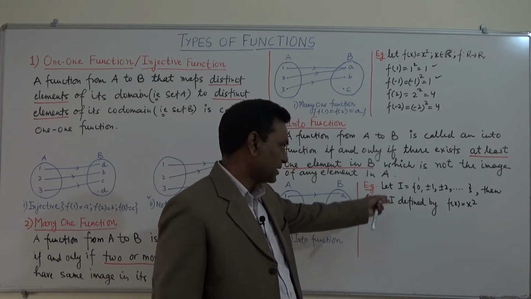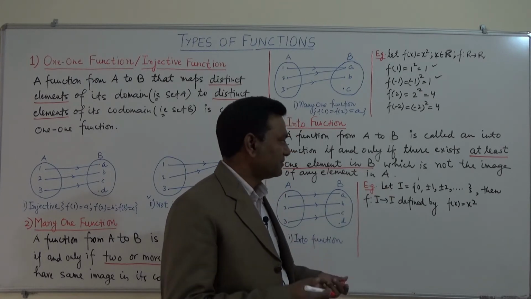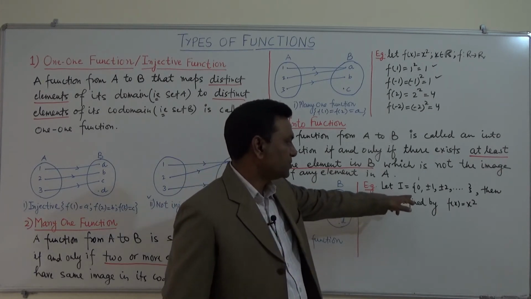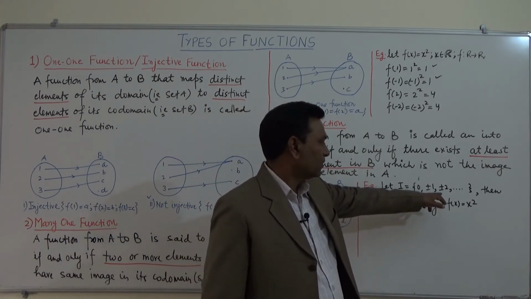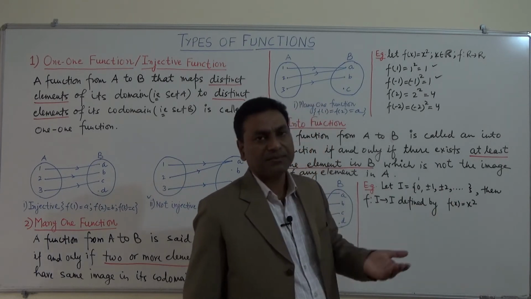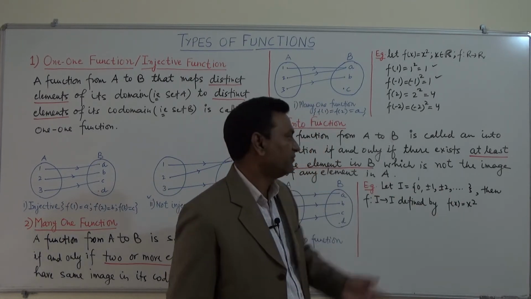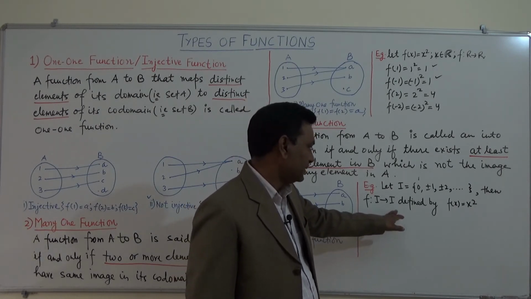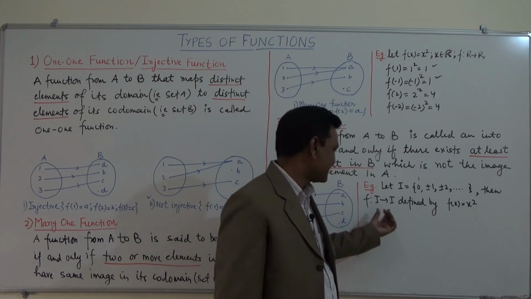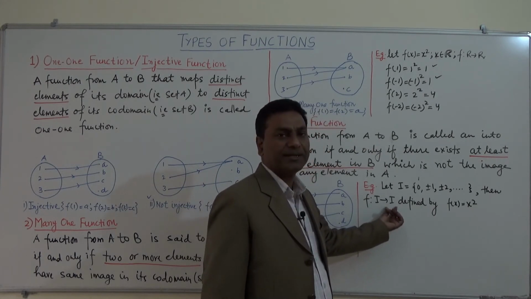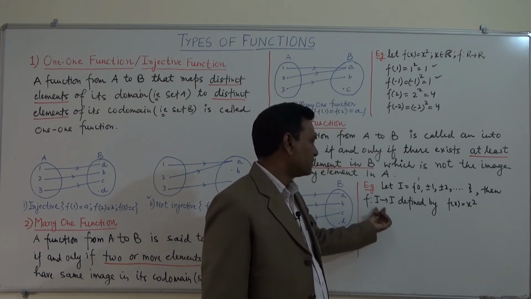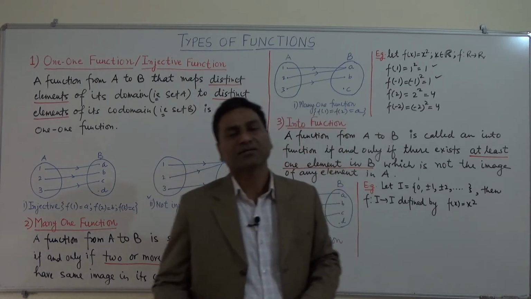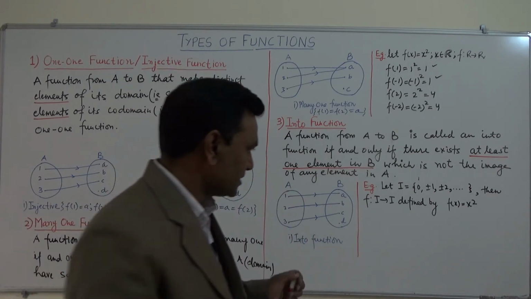This is another example. Suppose I is a set of integers, I equals 0, plus minus 1, plus minus 2, plus minus 3, plus minus 4, and so on up to infinity. Then a function from I to I defined by f(x) equals x square. This is a set of integers, and this is also the set of integers.